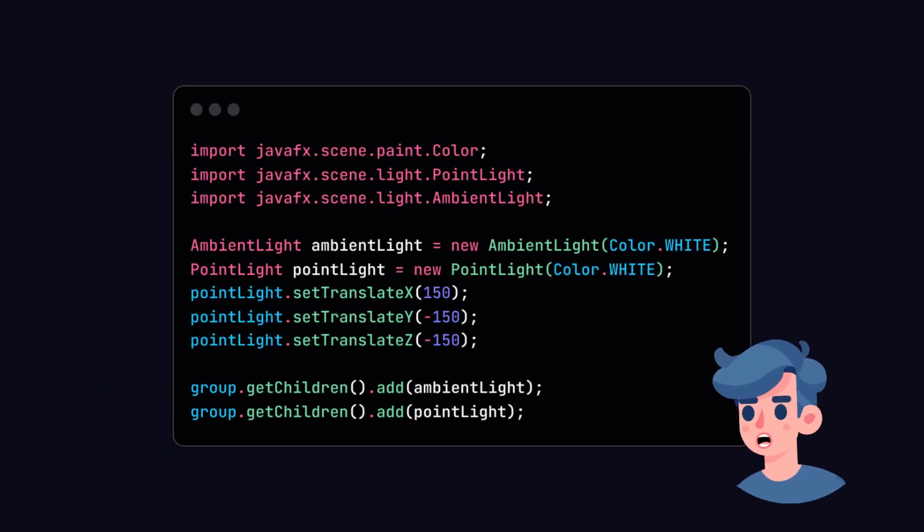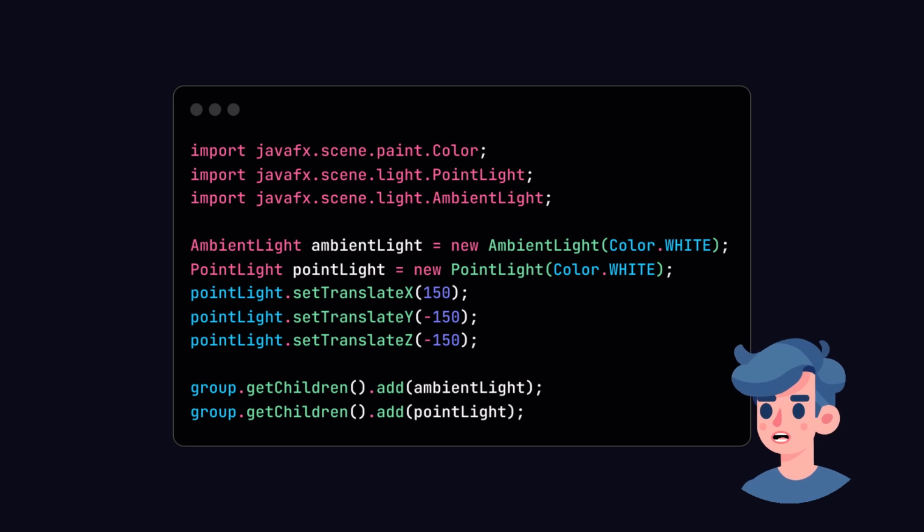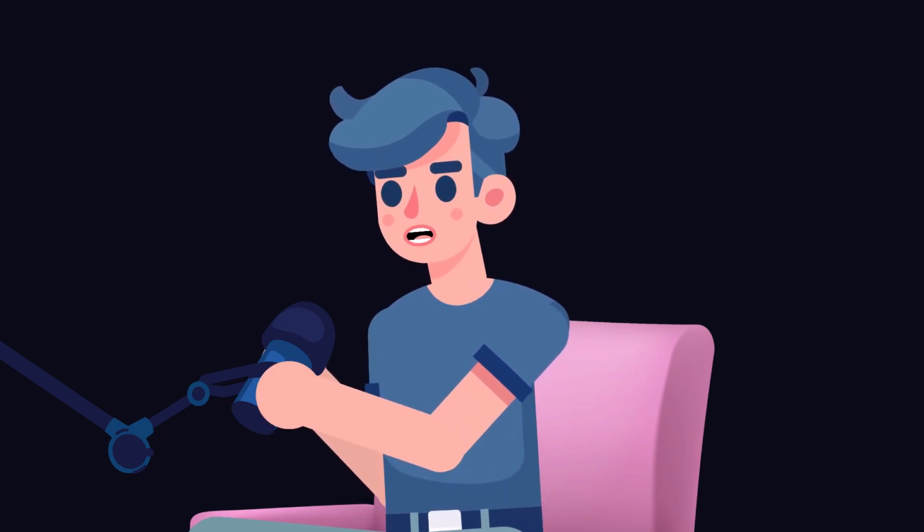To enhance our 3D scene, let's add lighting. Lighting is essential in 3D graphics to give depth and realism. We'll add ambient and point lights to our scene. The ambient light ensures that all objects are lit evenly, while the point light simulates a light bulb effect, creating highlights and shadows, adding depth to our puzzle piece.